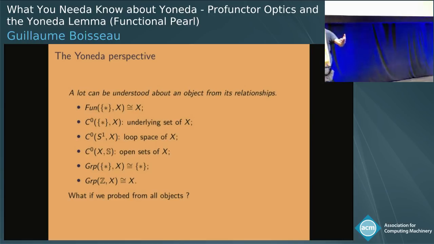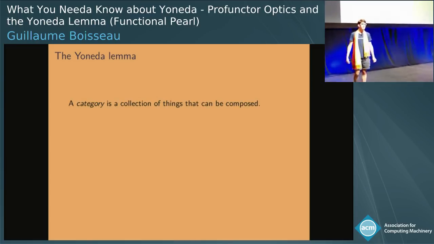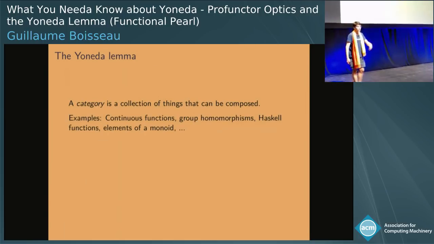So I need to make this notion a bit clear. What objects are we talking about? What is this probing exactly? This is made clear by category theory. A category is simply a collection of things that can be composed. Good examples include functions, continuous functions, group homomorphisms, if you know those, and Haskell functions, which can be composed as we all know. Elements of a monoid also apply to that.